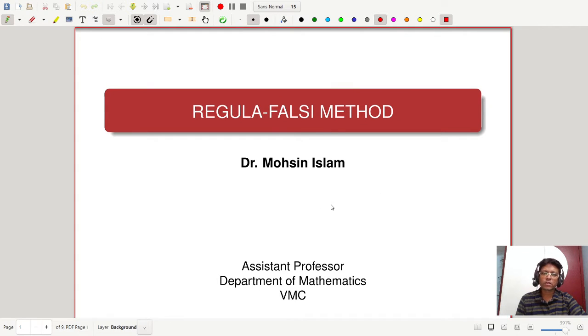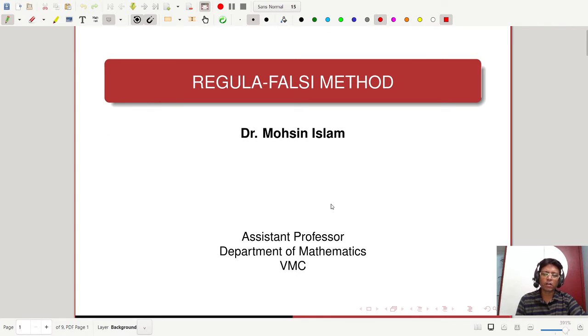Hello dear students. The next method of numerical calculations for finding solutions of equations is the regula falsi method. In the previous lecture, we learned about the second method. Now we have to talk about the regula falsi method.